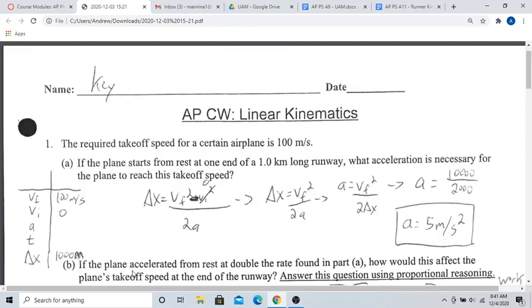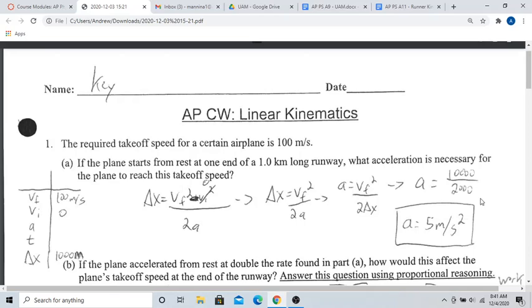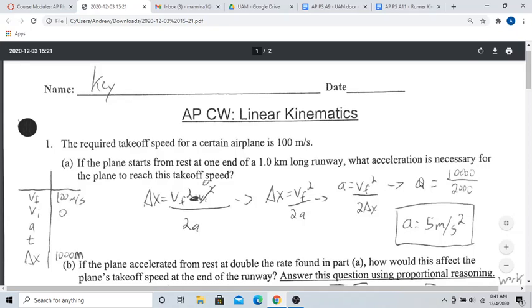It says the plane accelerates from rest at double the rate found in part A. How would this affect the plane's takeoff speed at the end of the runway? So basically, if it kept accelerating at now twice the rate and it was going down the whole runway, what would that do to the final velocity now?